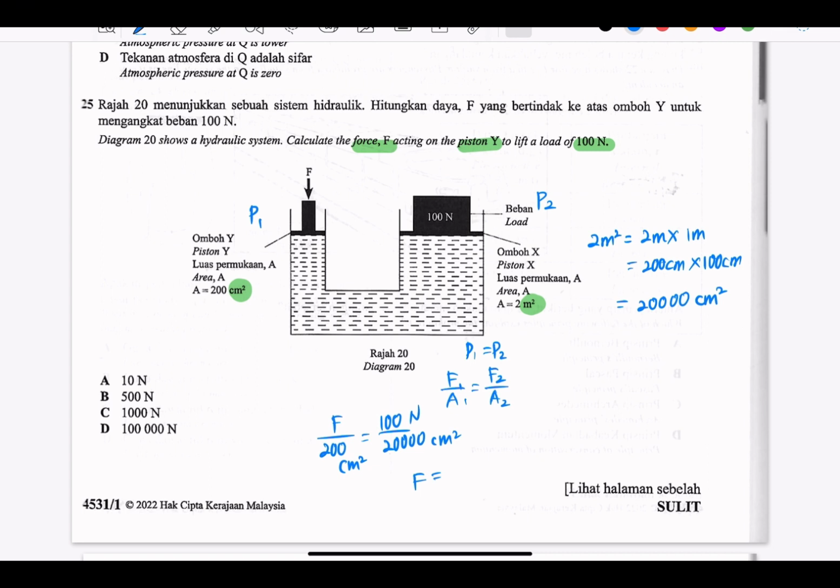This Newton. So use the calculator. So the force is 1 Newton. So again, I check the calculation. 200, 100, 20,000. And the force is 1 Newton. No answer for this question.